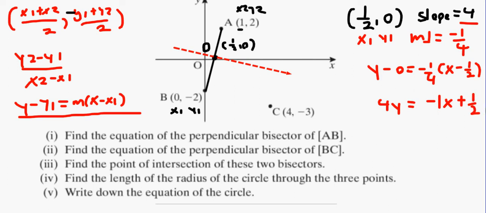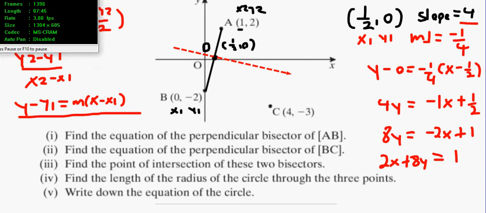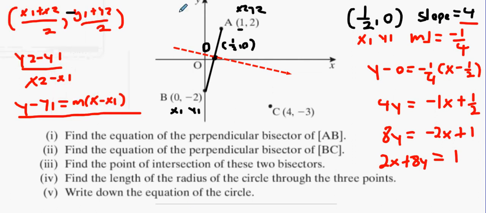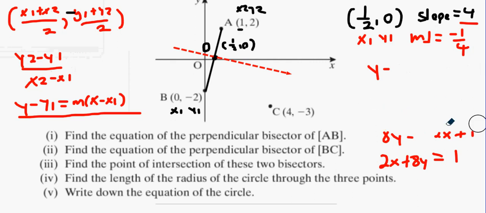Multiply both sides by 2. 8y equals minus 2x plus 1. Move it onto one side, I'm going to get 2x plus 8y equals 1. And I'm going to pause. Alright, so I'm happy with 2x plus 8y equals 1.